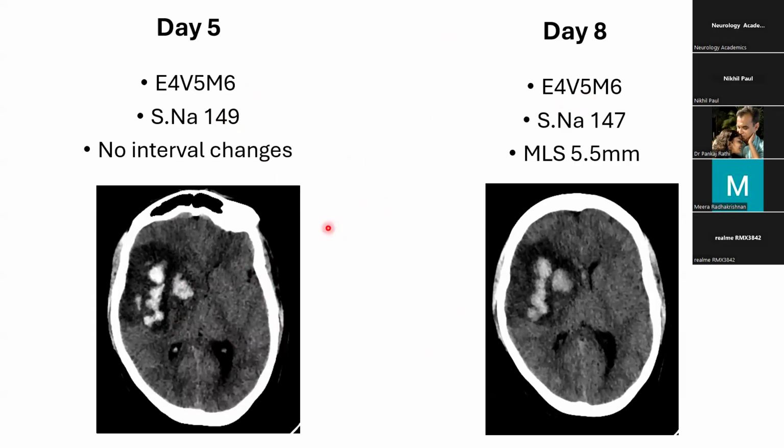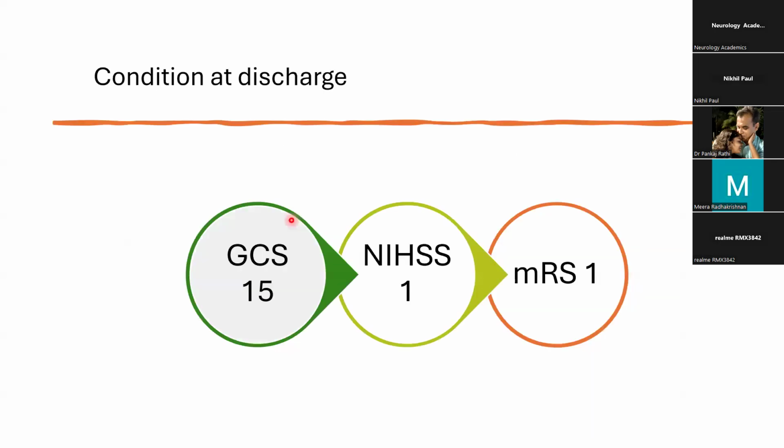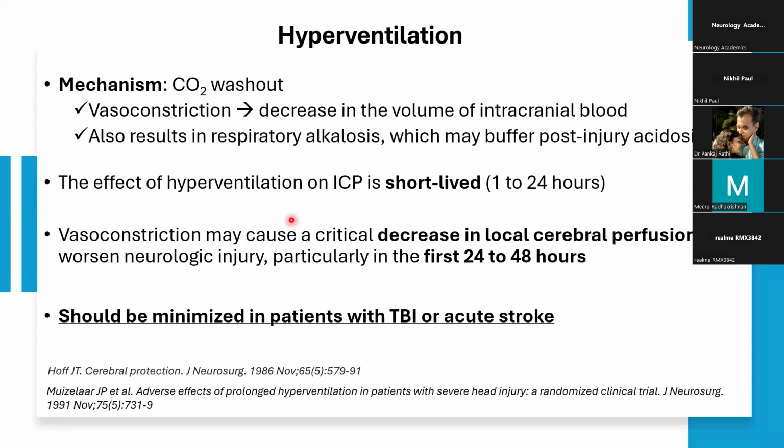with our hyperosmolar therapy. And at discharge time, she had an mRS of 1 and an NIHSS of 1 with the full GCS. So this was one case which was managed well with hyperosmolar therapy without the need for going for surgical decompression. So what are the other measures which can have a role?